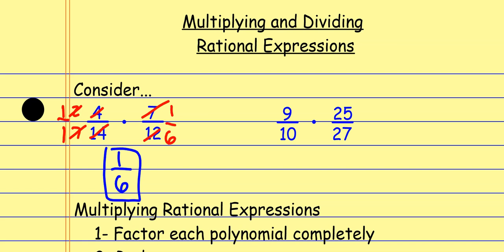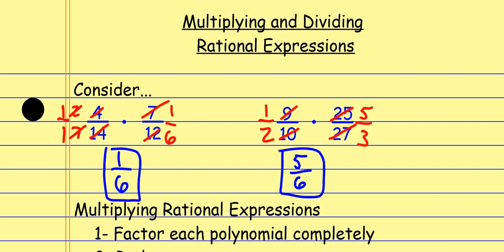Same thing here. Again, I can reduce the 9 and the 27 to a 1 and a 3. I could reduce the 25 and the 10 to a 5 and a 2. And now multiply straight across. It's a 1/2 times a 5/3. That's a 5 over 6. And that's it. Okay, but we want to take the same approach with rational expressions.